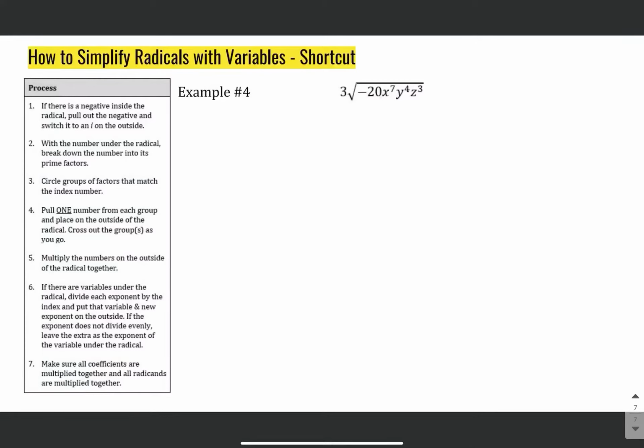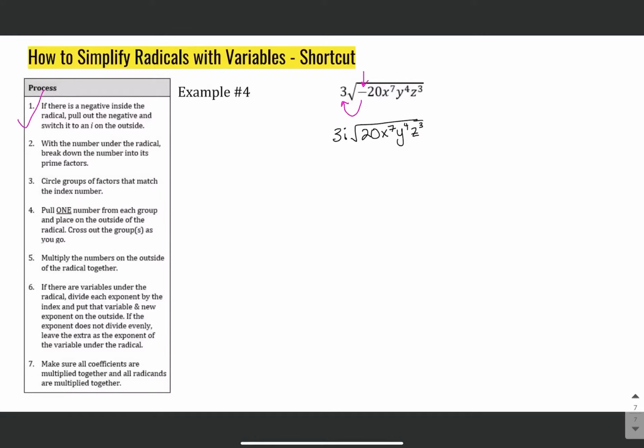So you still have to go through the process with the numbers and the negative underneath the radical. But again, there is a little bit of a shortcut with the variables and the exponents. So let's take a look. So step 1, we still need to identify if there's a negative underneath the radical. Yup, there is. So when I pull this negative on the outside here, we're going to be rewriting that with an i. So 3i, and then square root of positive 20, x to the 7th, y to the 4th, and z to the 3rd.